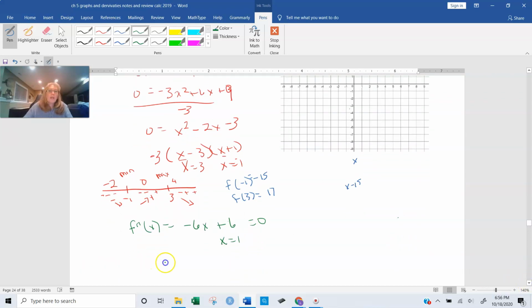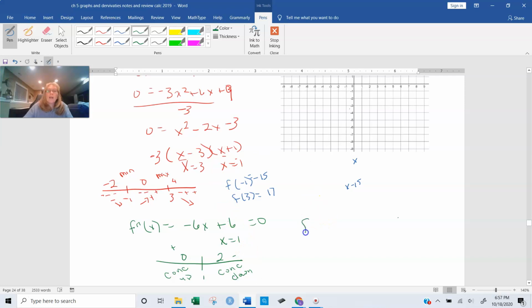So again, we're going to check to make sure our concavity is correct. So go 0 and 2. When you plug in 0, you get a positive. So this guy is concave up. When you plug in 2, -12 plus 6 is negative. So we're going to get a concave down, which is exactly what we should have.